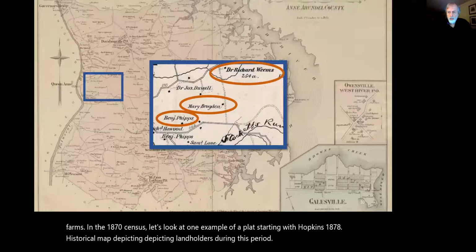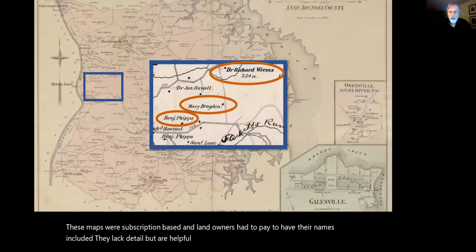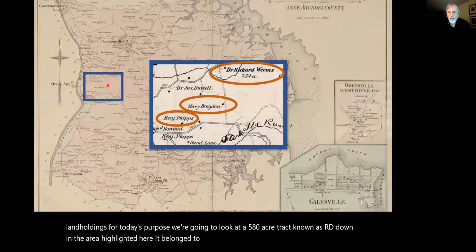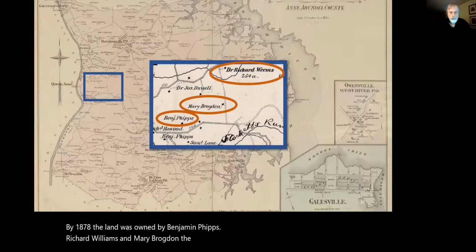These maps were subscription-based and landowners had to pay to have their names included. They lack detail, but are helpful in locating the general area of individual land holdings. For today's purpose, we're going to look at a 580-acre tract known as Rowdown in the area highlighted here. It belonged to William Brogden's family as far back as 1742. By 1878, the land was owned by Benjamin Phipps, Richard Weems, and Mary Brogden, the widow of William.